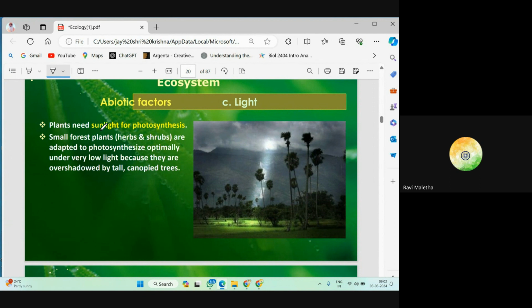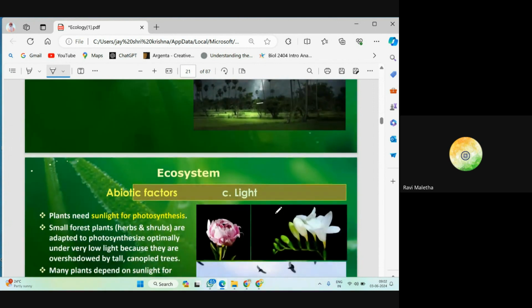Plants need sunlight for photosynthesis. Small forest plants are adapted to photosynthesize optimally under very low light because they are overshadowed by tall canopy trees. The trees which have very good height get very good sunlight because no other trees are overshadowing them. But the small trees present at the bottom of large trees are overshadowed by the large trees and are not receiving proper sunlight. So they are adapted to perform photosynthesis even in low sunlight.